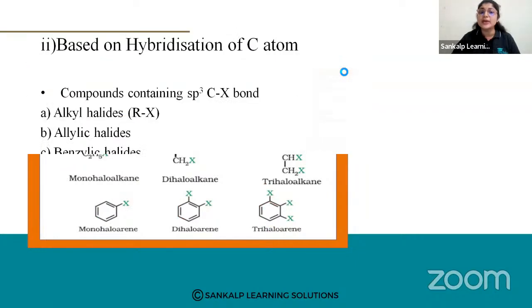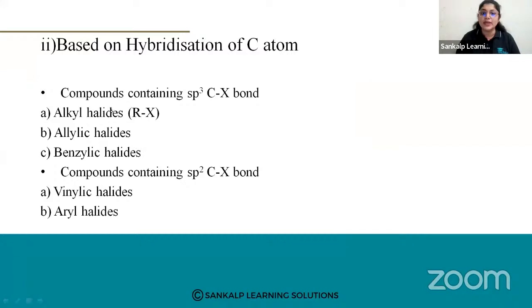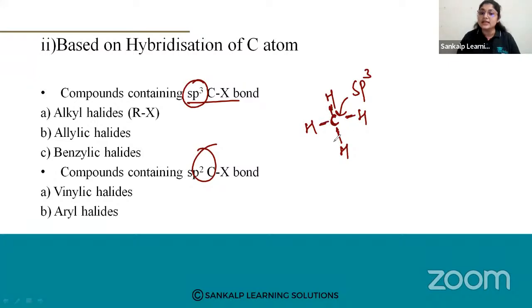The next classification is based on the hybridization of the carbon atom. Based on the hybridization of the carbon atom, the first class is the compounds containing an sp3 hybridized C-X bond. What do you mean by sp3, sp2 and sp? Just now I have explained. If the carbon is bonded by single bonds, suppose this is methane, what is the hybridization of this particular carbon? It is sp3 hybridized because it is attached by single bonds.